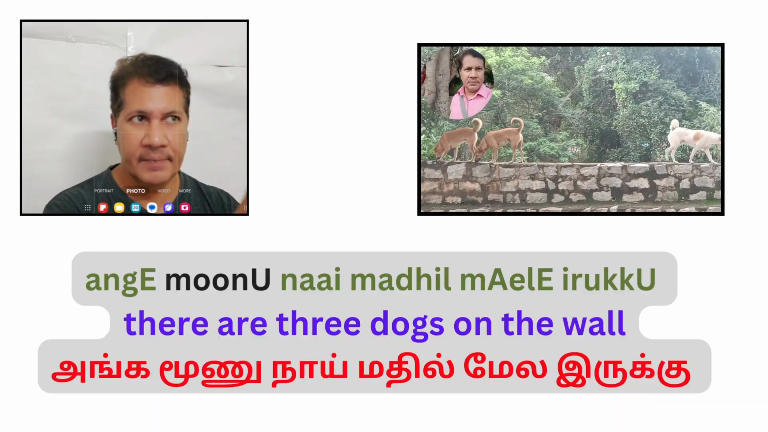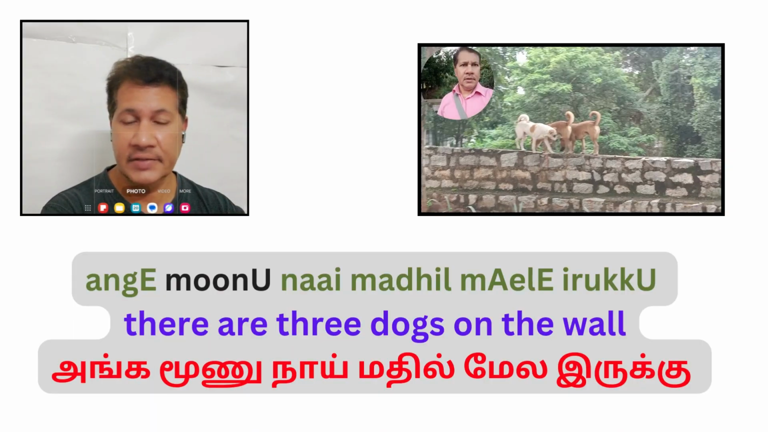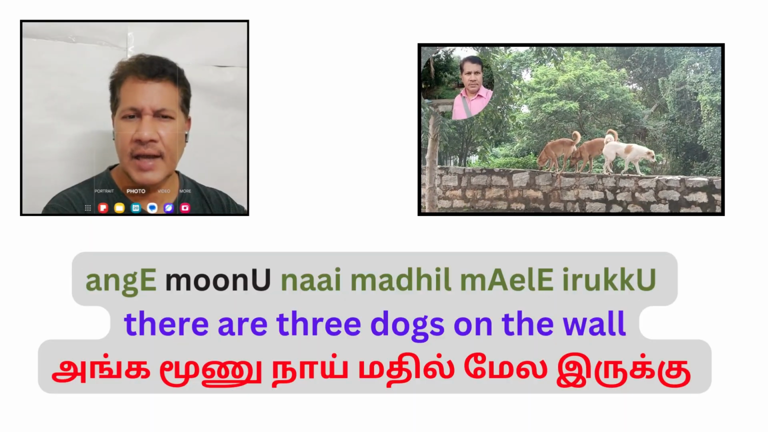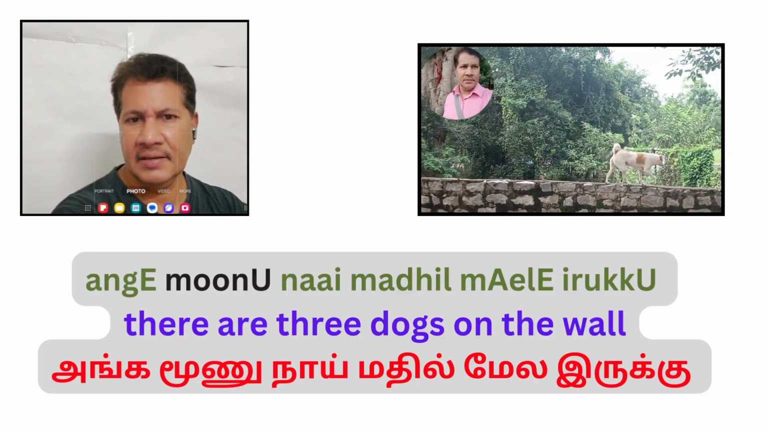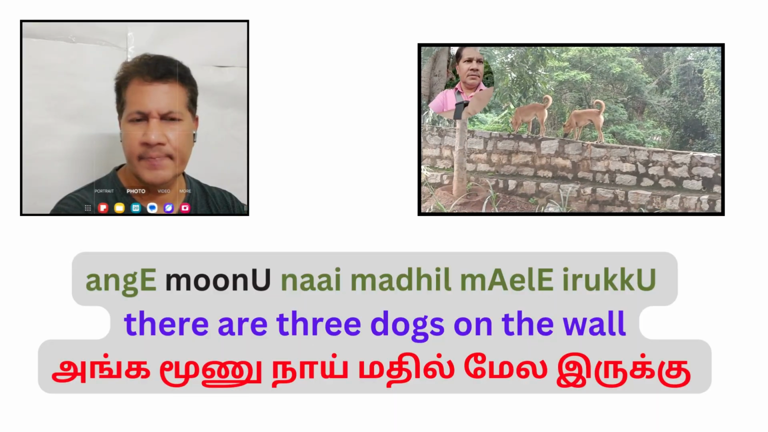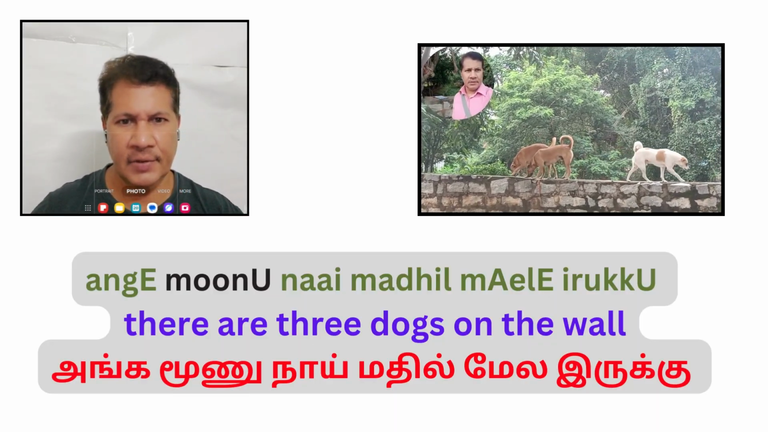In this case, அங்க 3 நாய் மதில் மேலே இருக்கு. That is fine. 3 நாய். You don't have to say 3 நாய்ங்க மதில் மேலே இருக்கு or மதில் மேலே இருக்குங்க. That rule is not really needed in spoken language.